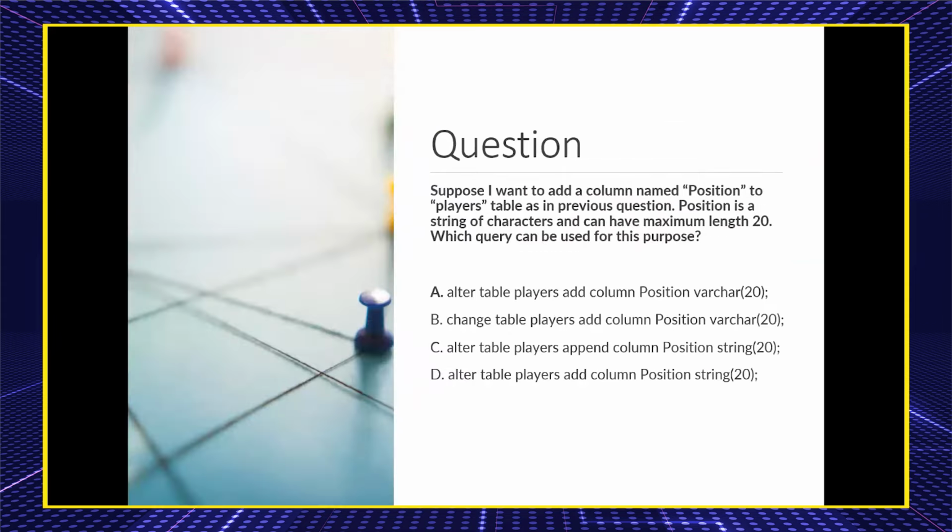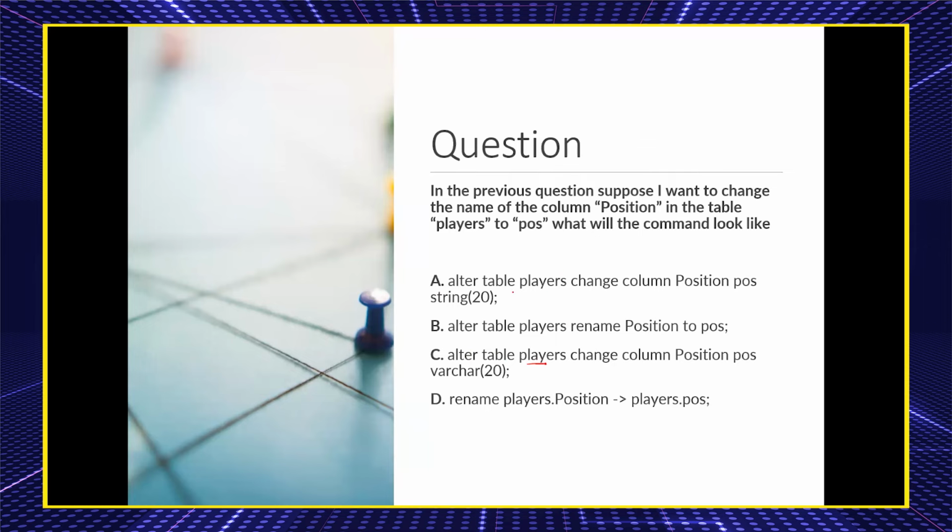In the previous question again, suppose you want to change the name of the column position in the players table to pause. What will the command look like? Alter table players, change. Players is the table name. Change column position to pause. C, right?